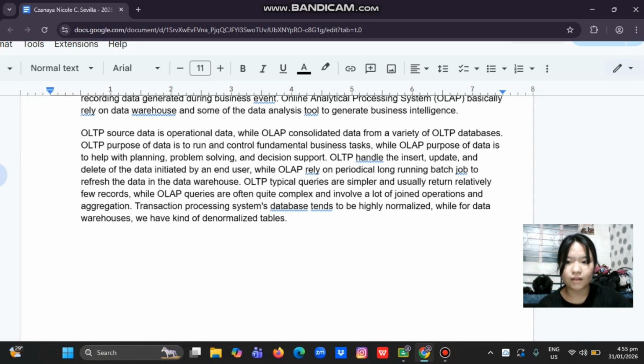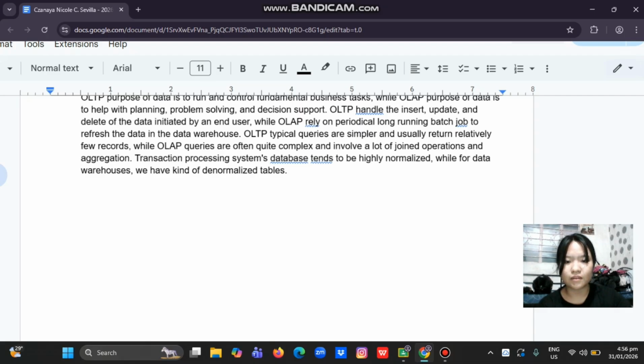OLTP handles the insert, update, and delete of the data initiated by an end user, while OLAP relies on a periodical long-running batch job to refresh the data in the data warehouse. OLTP queries are typically simpler and usually return relatively few records, while OLAP queries are often quite complex and involve a lot of join operations and aggregation. Transaction processing system databases tend to be highly normalized, while for data warehouses, we have denormalized tables.